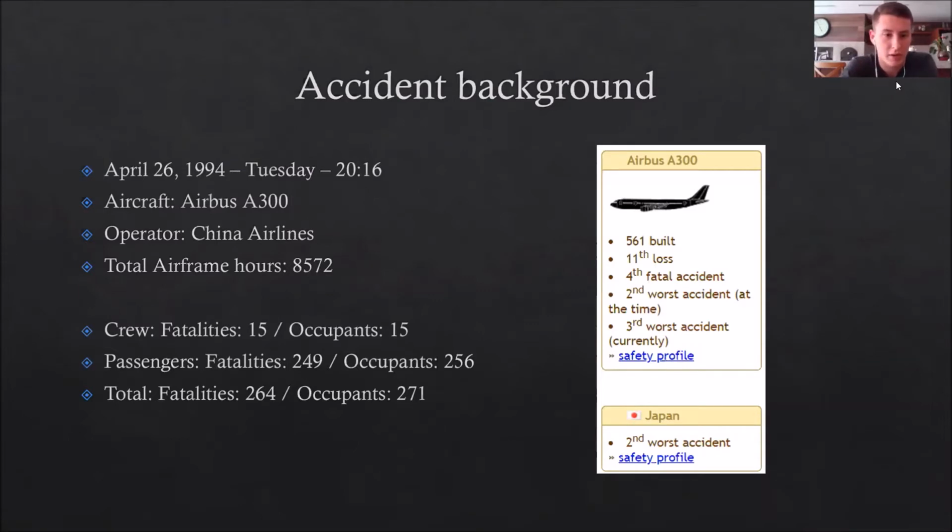The total airframe hours is 8572 hours. About people who died in the accident, the crew members all died. About the passengers, 70 are still alive, and I searched more, and 13 are still alive nowadays. So 264 persons died in this accident.